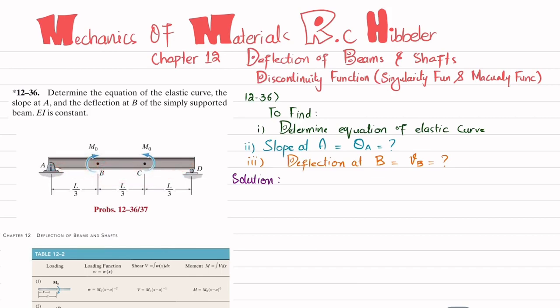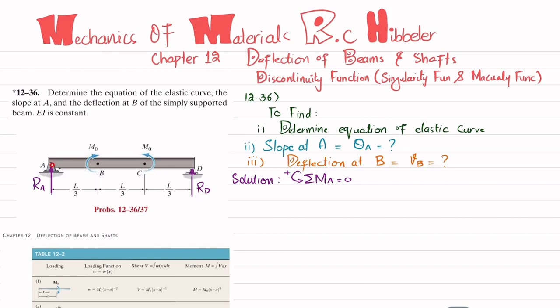So first step is that if you remove this pin support, there will be a reaction force. Let this reaction force be RA, and if you remove this roller support at point D, you will have a reaction force which is RD. So we will find this RA and RD by using equations of equilibrium. First equation of equilibrium is that sum of all moments about point A is equal to 0, taking the counterclockwise moment as positive.